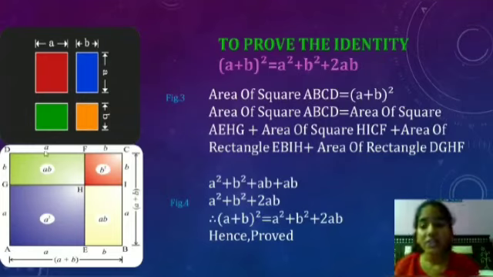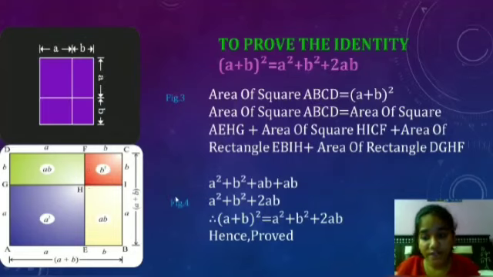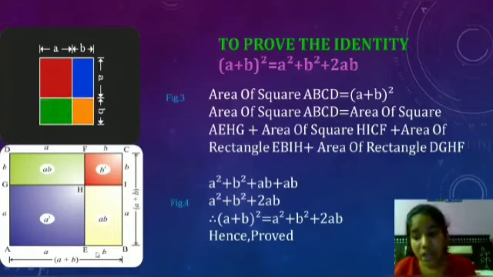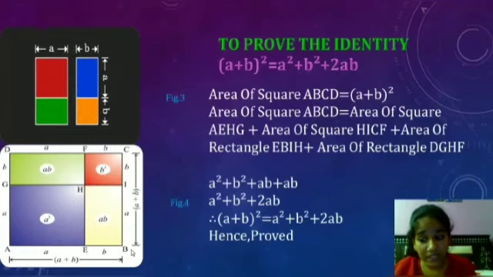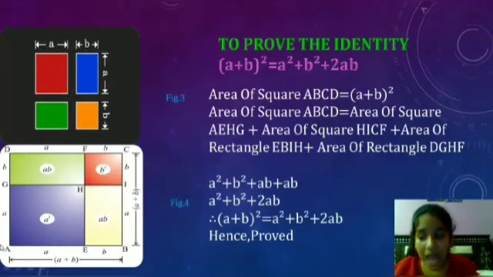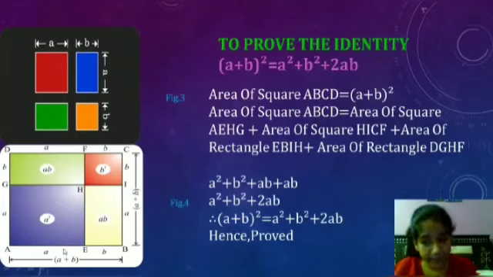In figure 3, there is a square whose side is a + b, so the area of the square will be (a + b) whole square. Now in figure 4, we have a square named ABCD whose area is (a + b) whole square. When we mark a point E on AB, then the measure of EB will be b and the measure of AE will be a. Similarly, when we mark a point I on BC, then the measure of BI will be a and the measure of CI will be b.